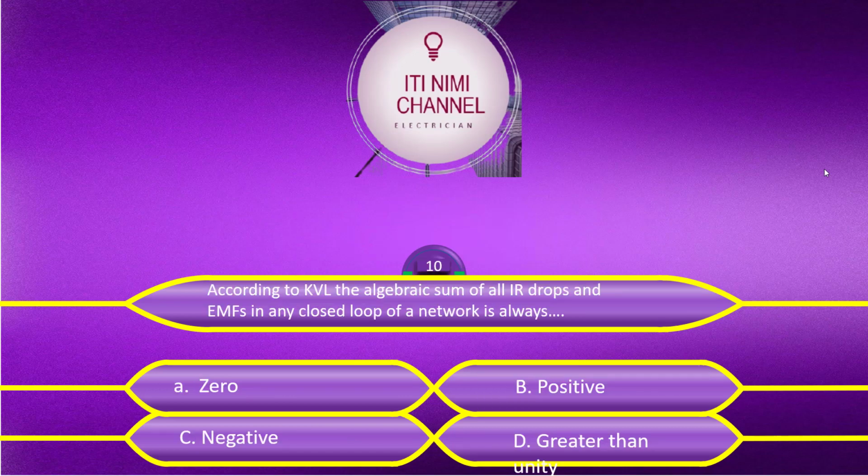According to the Kirchhoff voltage law, the algebraic sum of all IR drops and EMF in any closed loop of a network is always: 0, positive, negative, greater than unity. The answer is 0.